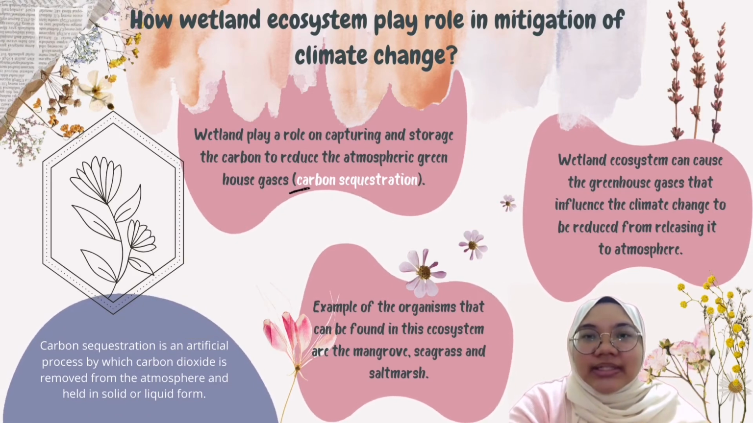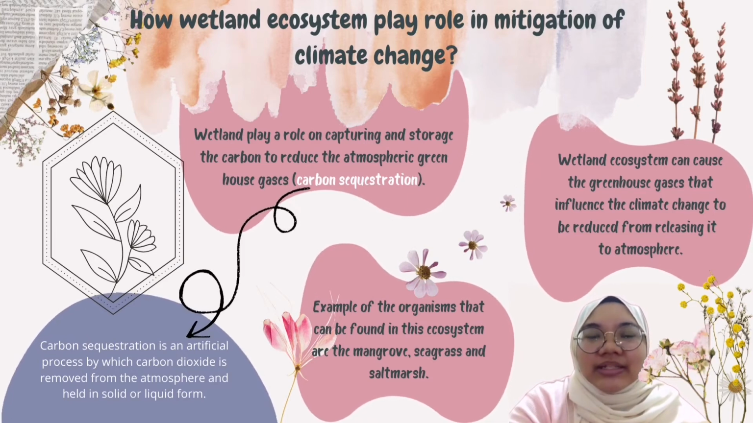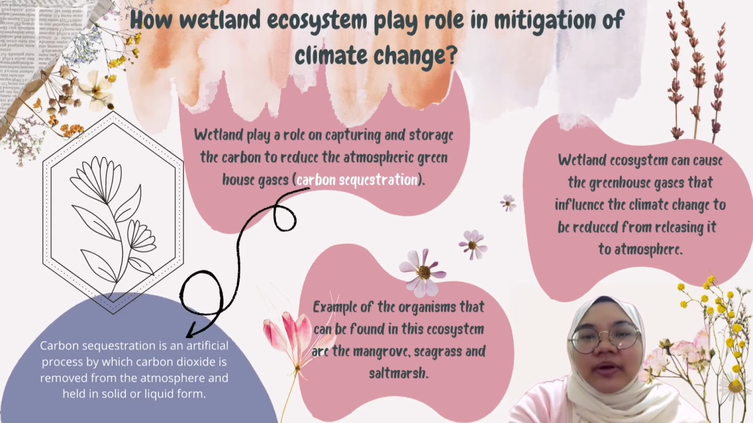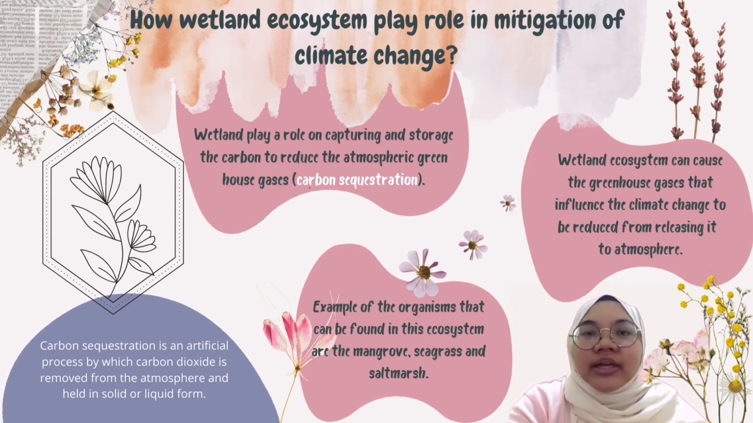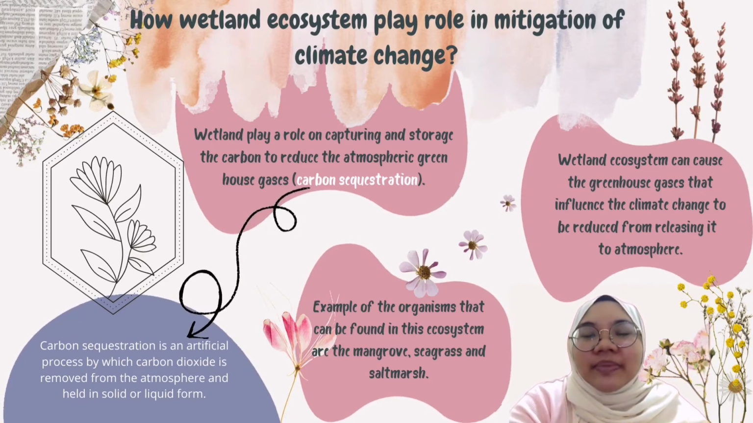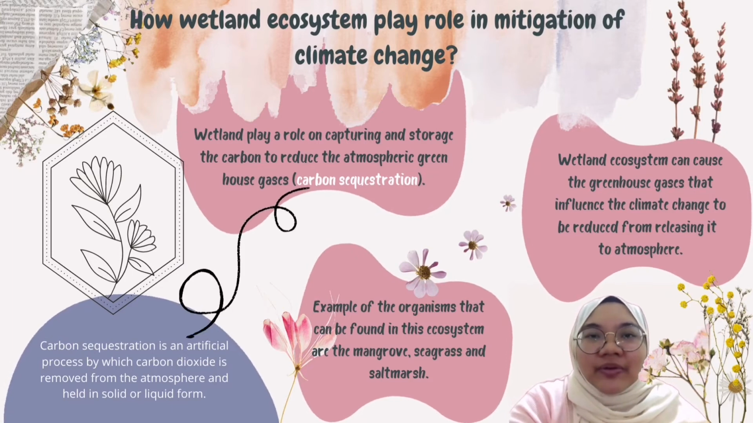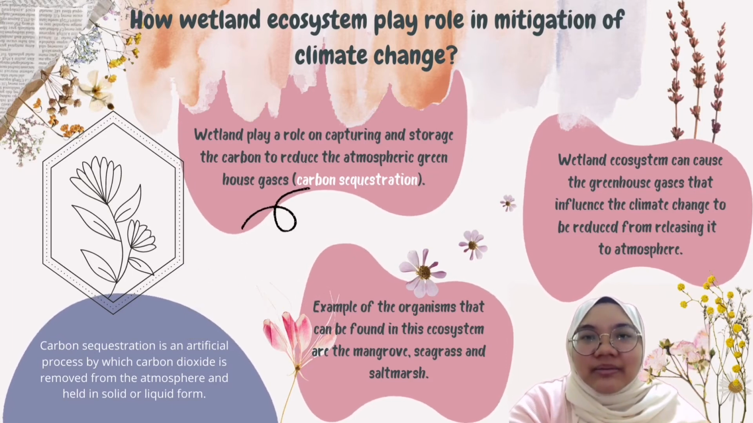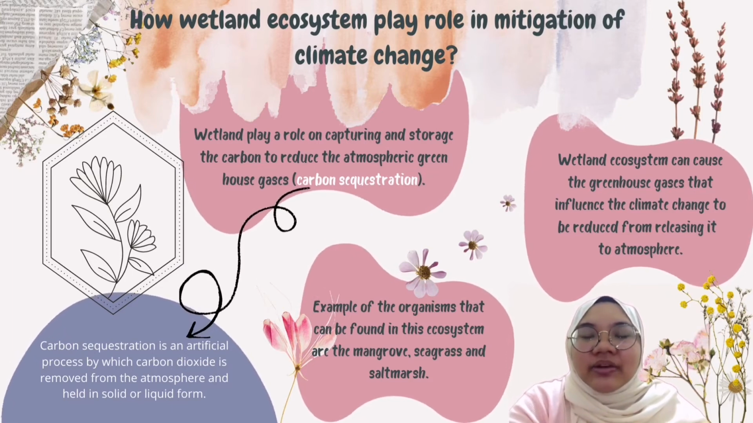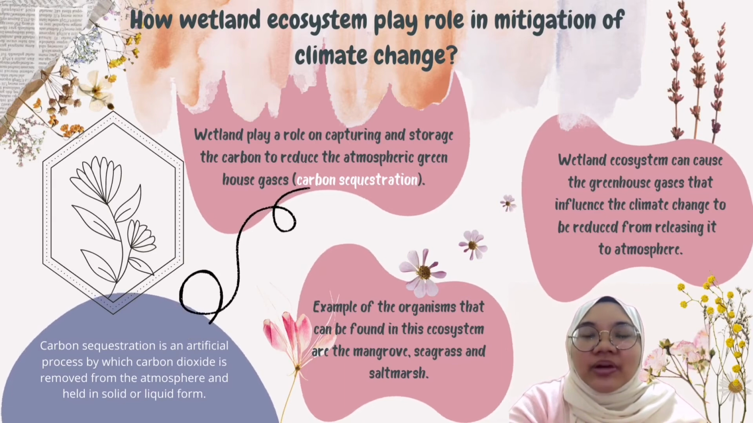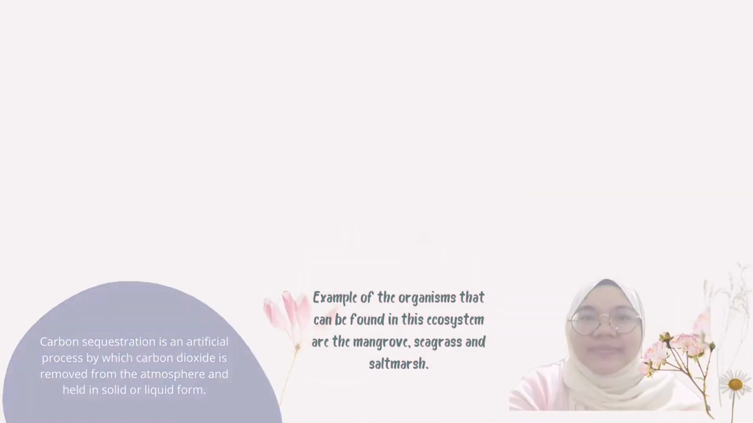The wetland ecosystem can cause the greenhouse gases that influence climate change to be reduced from being released into the atmosphere. Examples of organisms that play a role in mitigation of climate change are the mangrove, seagrass, and salt marsh. The release of greenhouse gases can lead to global warming. Therefore, the wetland ecosystem is valuable in this world.